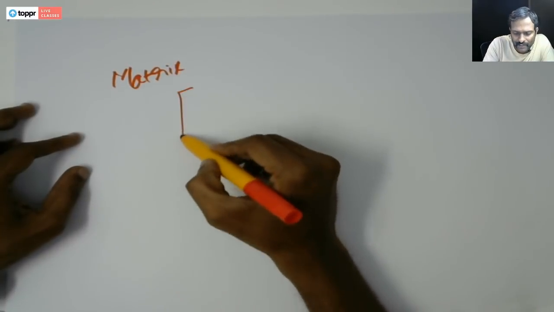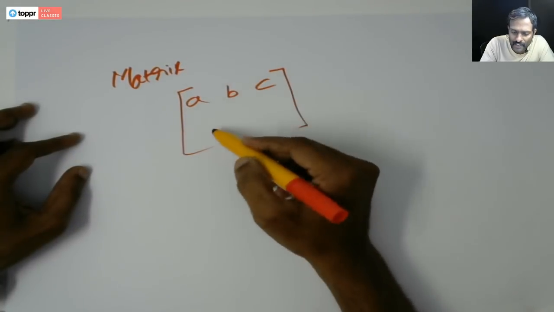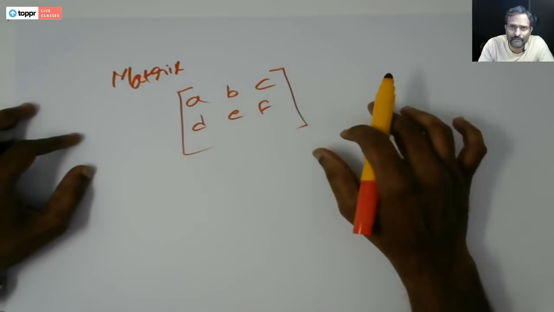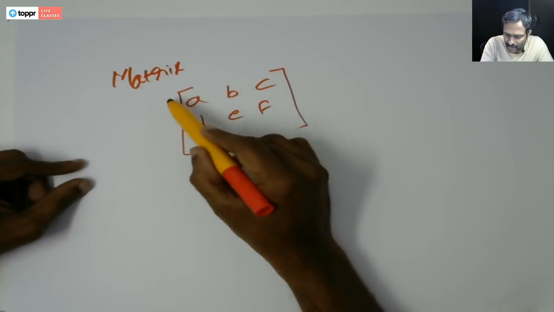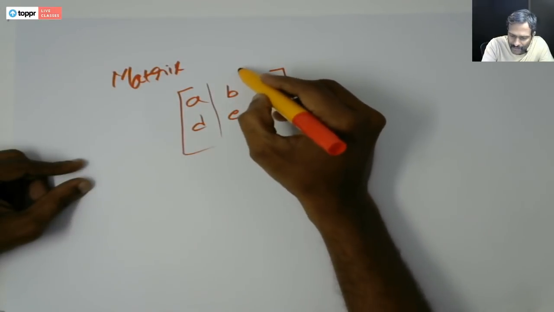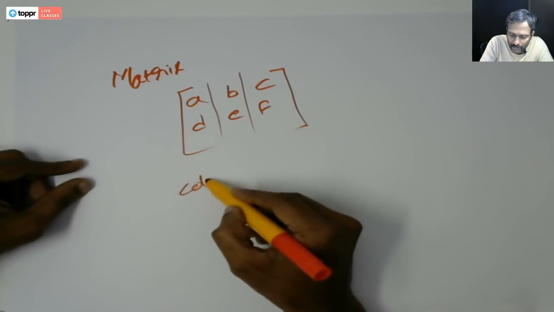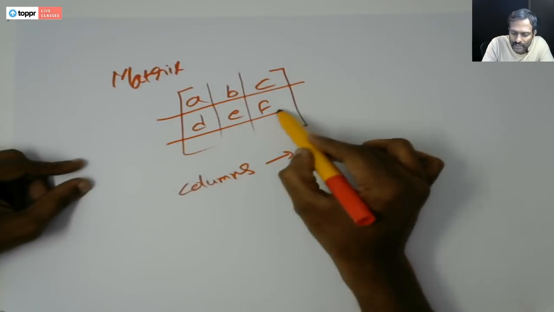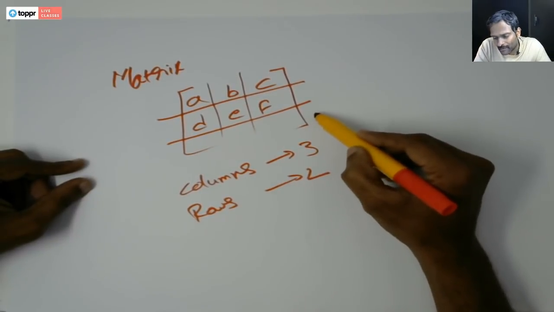A matrix is nothing but a rectangular arrangement of data, right? Say A, B, C, D, E, F. So this is an arrangement of data in a rectangular form. Why am I calling this a rectangle? Because it has length and breadth. Here this length is divided into parts which are called columns. So what are the columns here? The number of columns here is 3. And what is the number of rows here? The number of rows is 2.